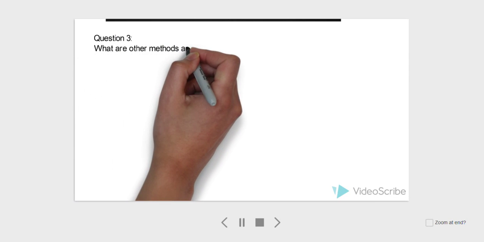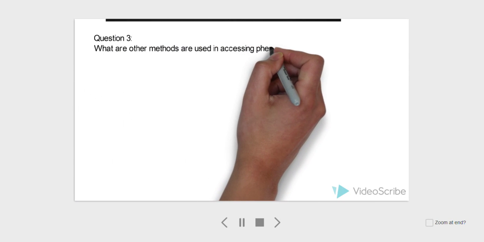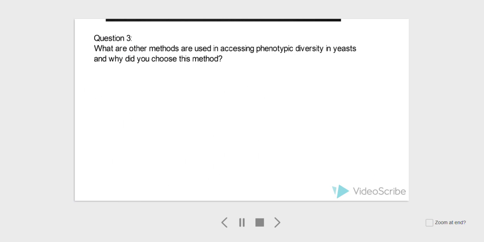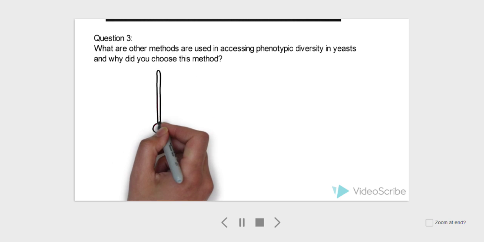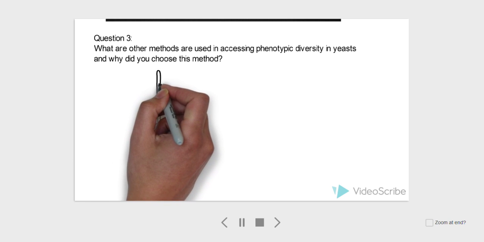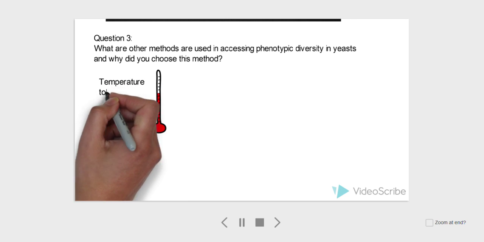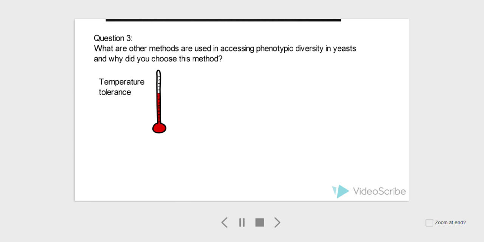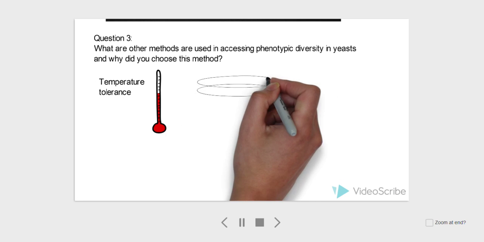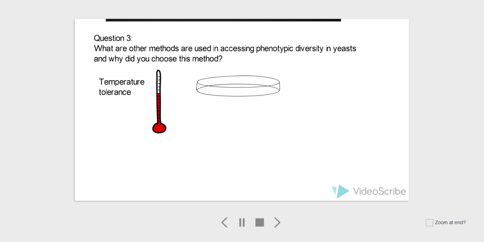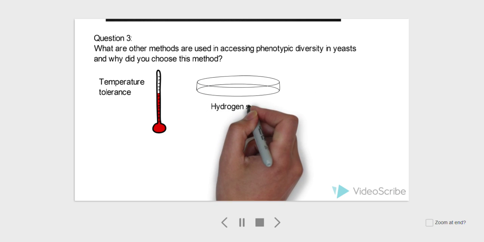Okay, so the third question. What other methods are used in assessing phenotypic diversity in yeast, and why did you choose this method? So different yeast strains can tolerate different temperatures, which can affect their fermentative abilities. Measuring temperature tolerance is another method that could be used. It's generally good for yeast to handle a high fermentative temperature. But this kind of assay could have inhibited other strains during our screening, which is why we didn't use it.